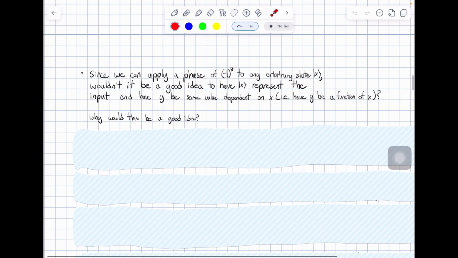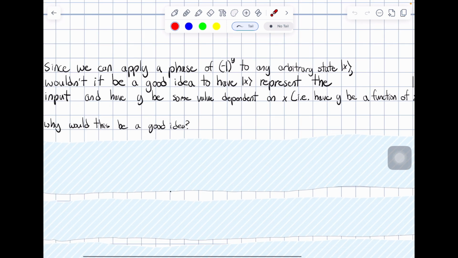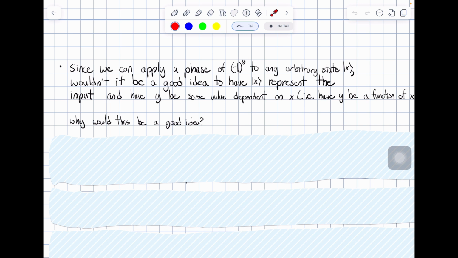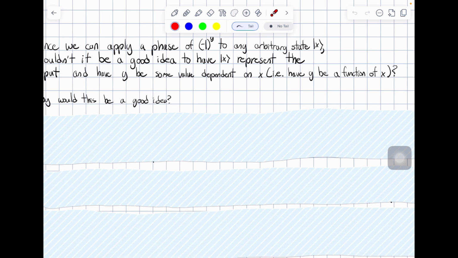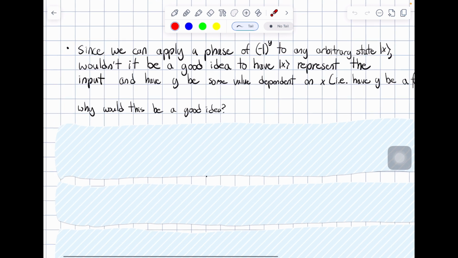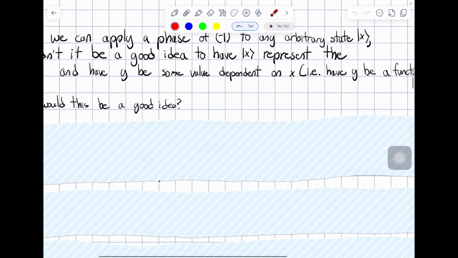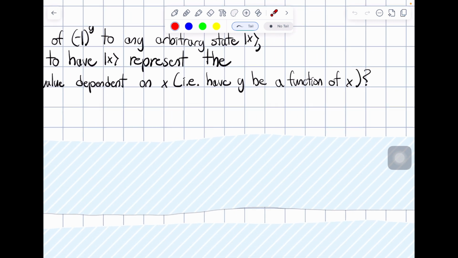Anyways, since we can apply a phase of (-1)^y to any arbitrary state x, would it be a good idea to have x represent the inputs of the Deutsch-Jozsa problem, right? It'd be like a bit string of length n, and you just plug it in. We're going to have x represent that input, the thing you want to put in, and have y be some value dependent on x. In other words, have y be a bit that is a function of x, right?